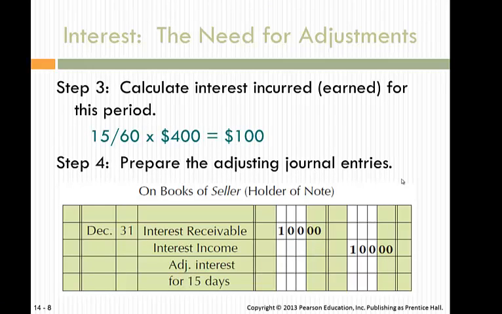If $400 is for the entire 60 days, we need to figure out the portion of $400 that applies to 15 days. We do that by multiplying $400 times 15 over 60, which is the portion of 60 days we need. So 400 times 15 over 60 equals $100. Bog Company, the seller, records interest receivable and interest income of $100.